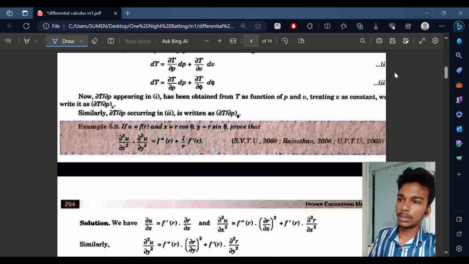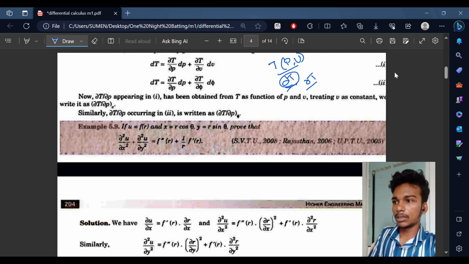Now take t as a function of p and u. Just consider an arbitrary function t of p and u. If you want to find dt, that means the absolute differentiation of the function. Dou t means partial differentiation, dt means absolute differentiation.